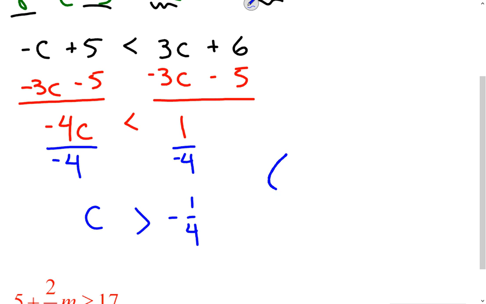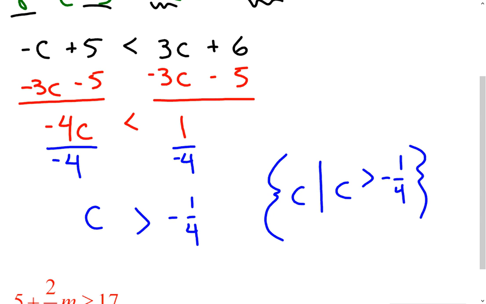I'm just going to write it in set builder notation as well so that we're familiar with that and we don't forget about that. So it looks just like this. So remember, you have your squiggly parenthesis and then c, the variable, such that c is greater than -1/4.